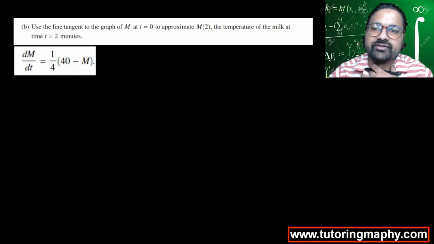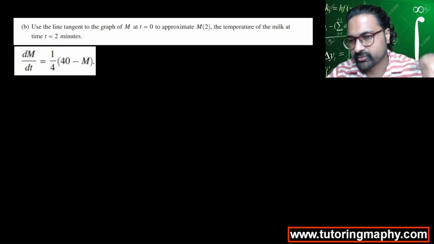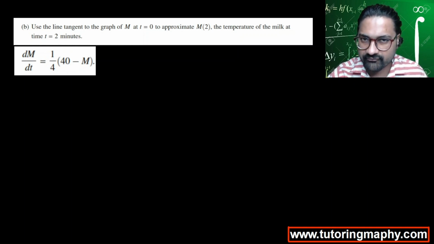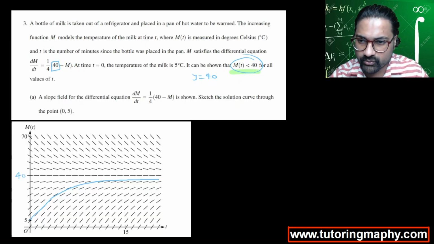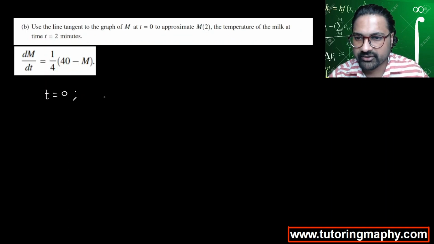The next one is: use the line tangent to the graph of m at t equal to 0 to approximate the value of m of 2, the temperature of the milk at t equal to 2 minutes. So this is the linear approximation, or tangent approximation, known by a couple of names. All we have to do is find the equation of the tangent at t equal to 0, and we know that at t equal to 0 the value of m is 5, because (0, 5) is a point on it.